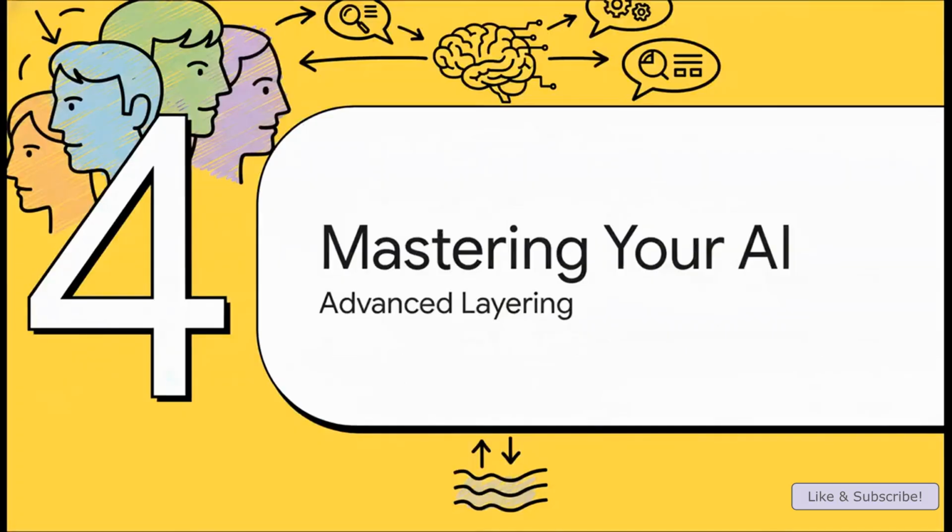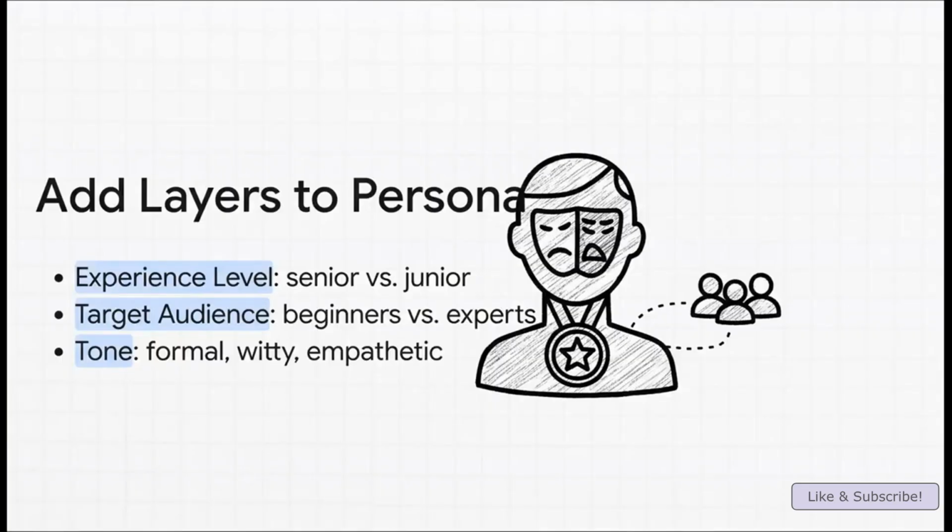Okay, so once you get comfortable with that basic formula, you can start to add another layer to get even more precise, more nuanced responses from your AI assistant. The trick is to just add layers of detail to your persona. So don't just say financial advisor. Say a senior financial advisor with 20 years of experience. Don't just say your audience is beginners. Specify what they know and what they don't know. And you can even add a specific tone. Do you want the AI to sound witty, formal, or maybe empathetic?